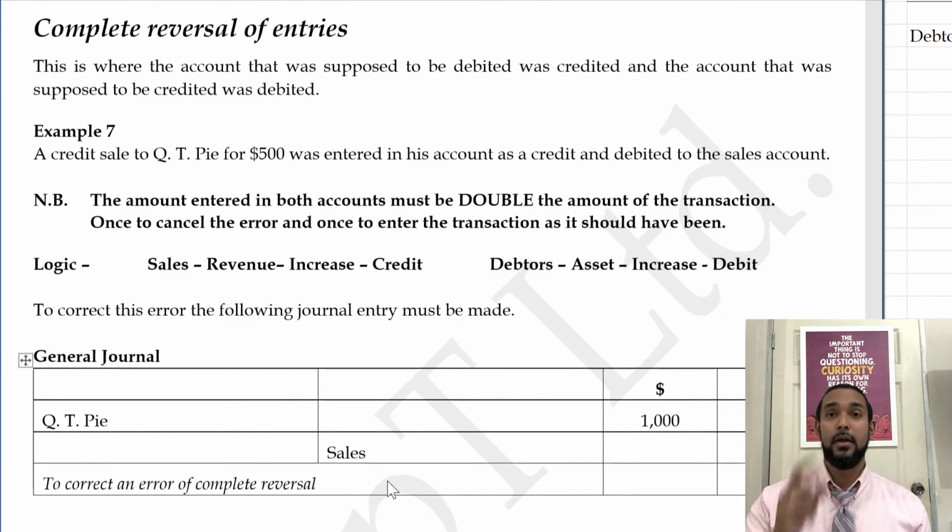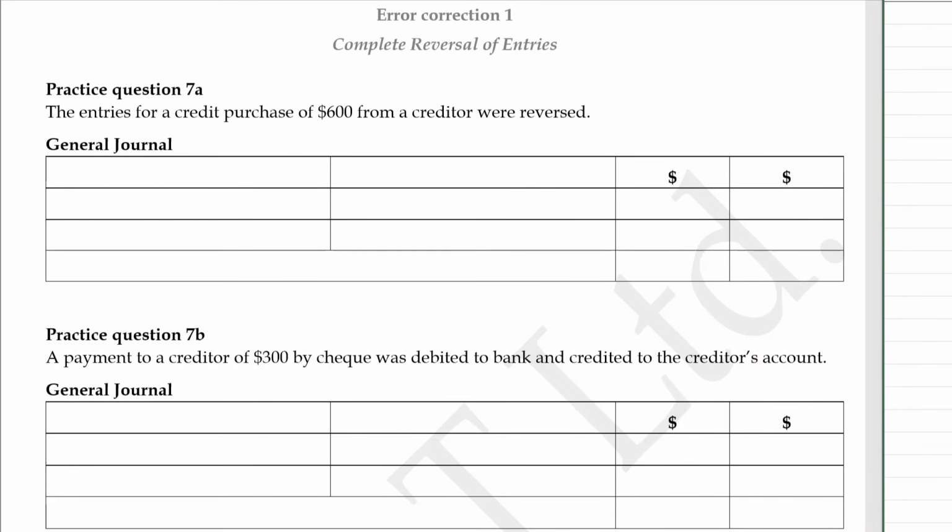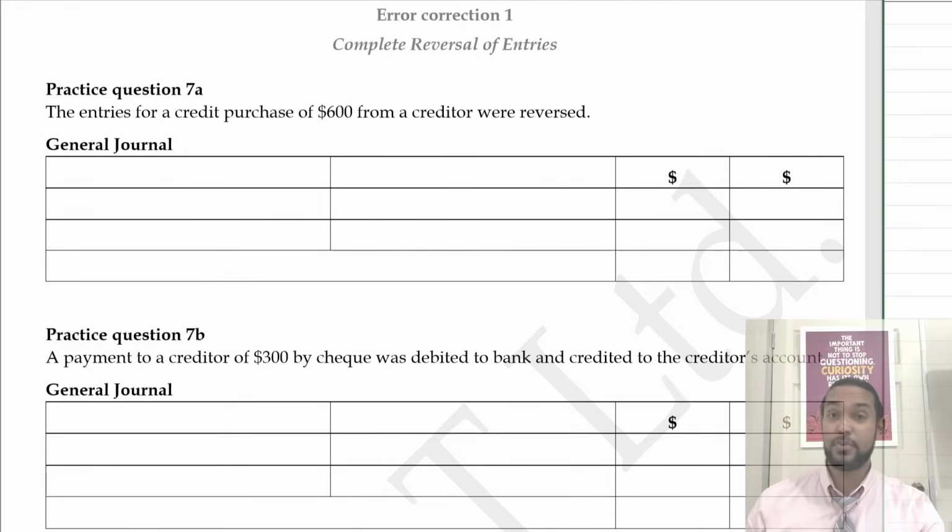Why are we doubling? We need one of those to eliminate the error and the second one to put in the correct entry on the correct side. So with that in mind, let's scroll down and I'm going to give you all a couple to try. Take a read of the questions and then we'll correct in a couple of seconds. Okay, how was that? Wasn't so bad, right?